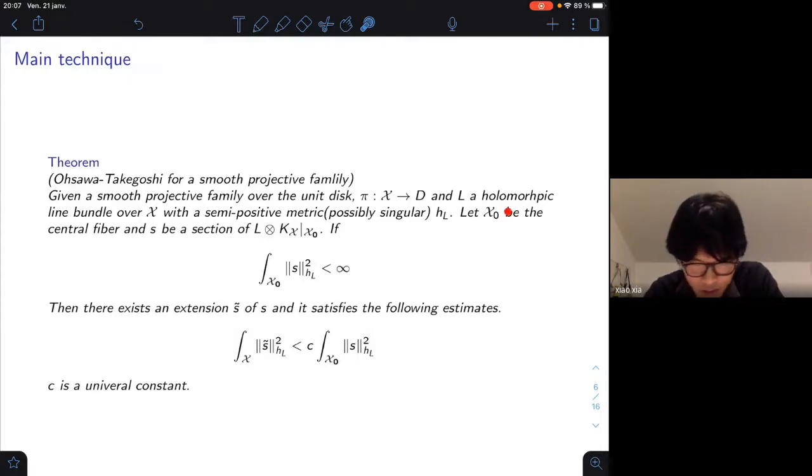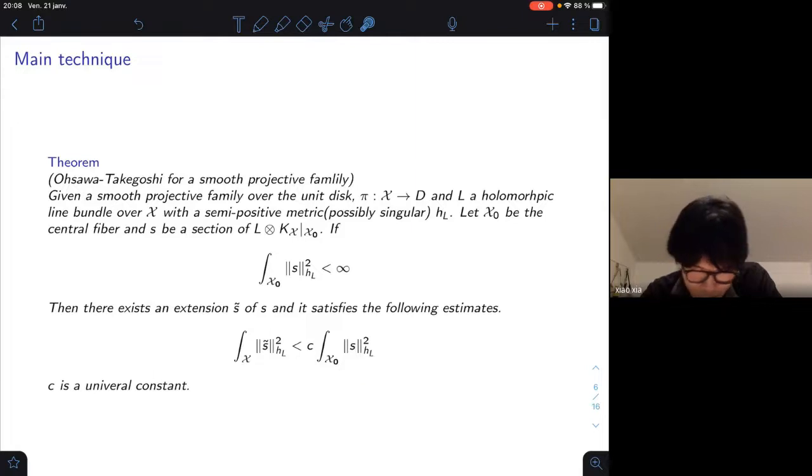The second condition is the existence of a semi-positive metric, positively singular h_L. And also, we want the L2 norm of the local section according to this metric to be finite. So there are two conditions to verify. One is the semi-positivity of the Hermitian metric, and the second is the finiteness of the L2 norm. Then we can have the following consequence. There is an extension S tilde of S that satisfies the following estimate.